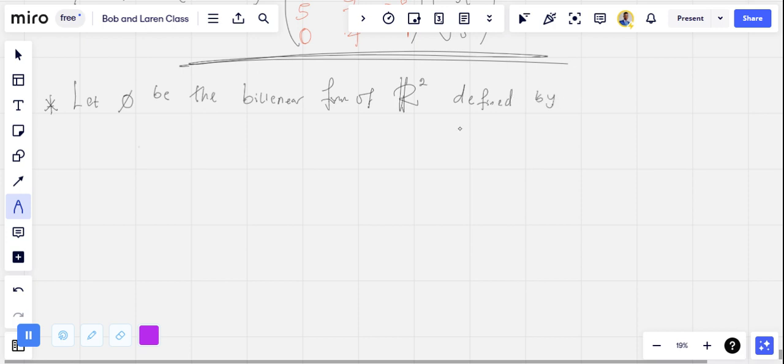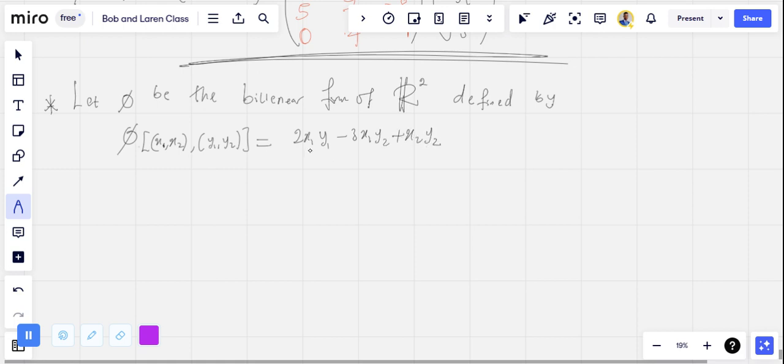It is defined by, let me write it down there. Phi of x1, x2, comma, and I also have y1, y2, in this case. So it is equal to 2x1 y1 minus 3x1 y2, then plus x2 y2.